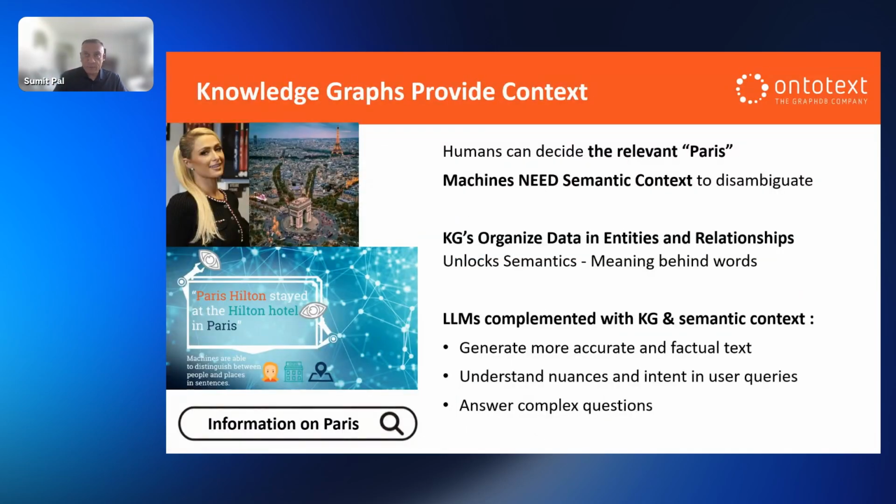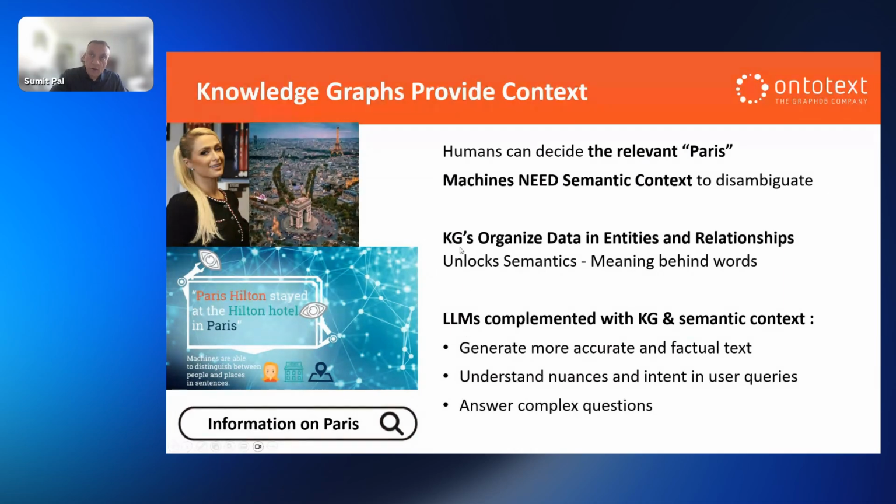So how do knowledge graphs provide context? If you take a look at this statement, Paris Hilton stayed at Hilton Hotel in Paris. You and me, human beings who know about Paris, who know about Hilton, who know about Paris Hilton, can quickly figure out what the context is. But machines have a lot of challenge understanding. They can easily confound the first Paris to be equal to the last Paris, or the first Hilton to the second Hilton. This is where context becomes very useful.